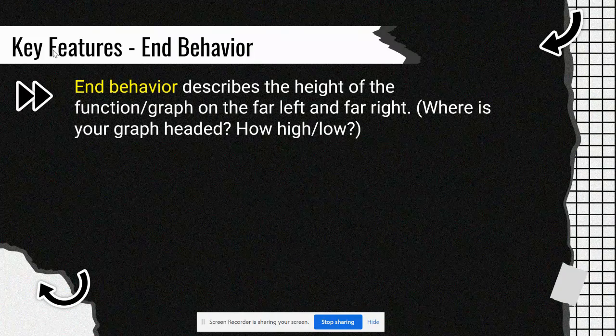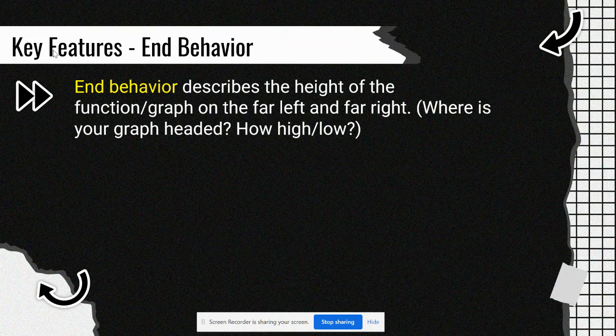End behavior, what is it? It's one of our key features of our functions. Just like an x or y intercept is a key feature, identifying the domain and range is a key feature, identifying intervals where a function is increasing or decreasing, end behavior is a key feature of our function.